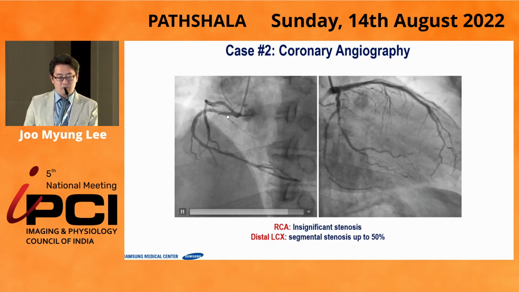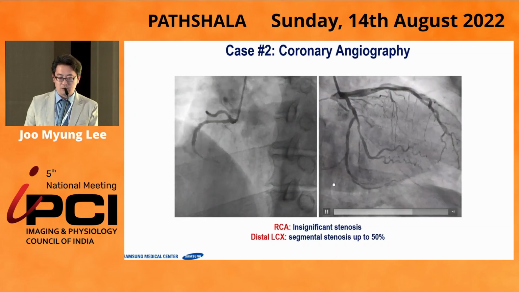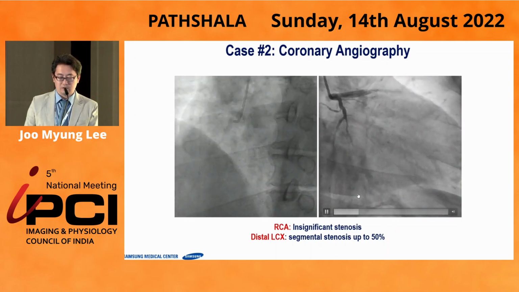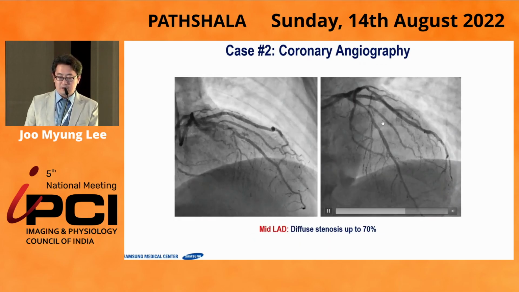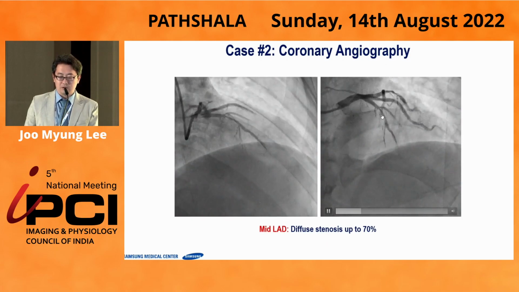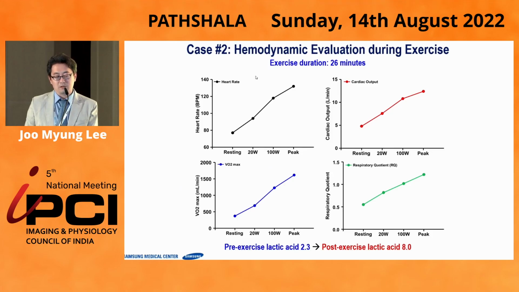These are the angiograms. The RCA had nothing significant at all, and there were some small stenoses at the far distal circumflex. In the LAD, there was intermediate stenosis at the mid LAD level, and these are the baseline physiologic evaluations. The LAD PDPA was 0.90, FFR 0.76, and the CFR was 2.3, and the circumflex FFR was normal. So we did the supine bicycle exercise.